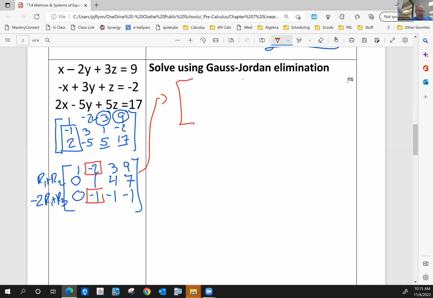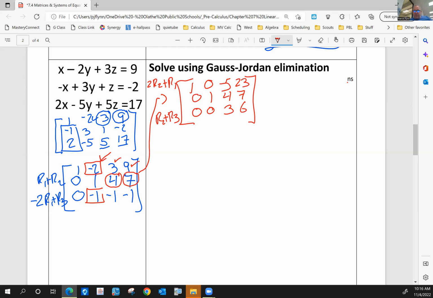Well, notice that that middle row I'm leaving alone. So I think what I might do is row 2 plus row 3. Right. And then to get rid of this one, I think I might do 2 times row 2 plus row 1. So 2 times -4 is -8. -8 plus a 3 is a -5. 2 times 7 is 14. 14 plus 9 is 23. Right. Okay. So far, so good.